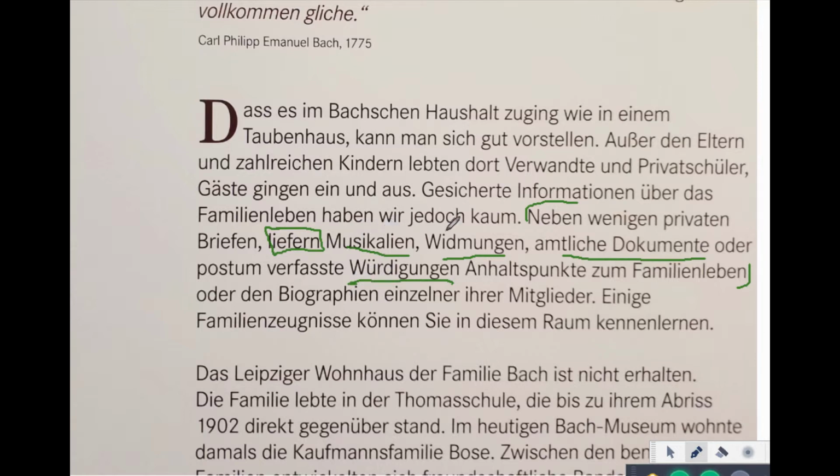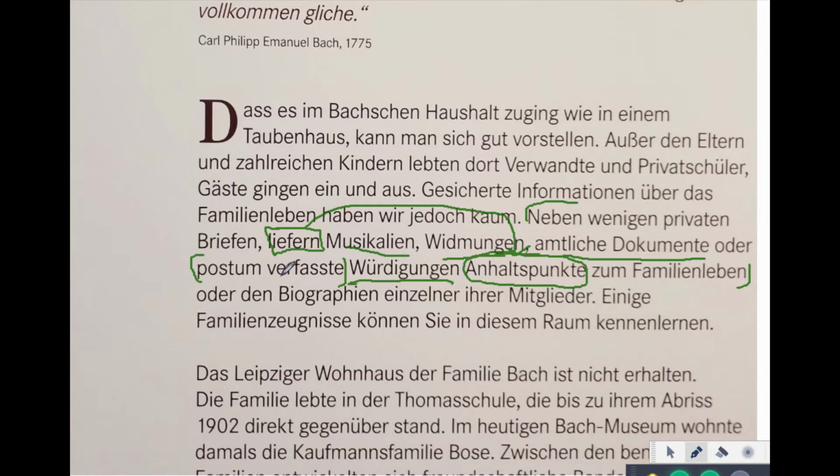So Musikalien are music books, Widmungen dedications, official documents, or commemorative speeches, you could say. And then this is almost an extended modifier, which were composed posthumously. So this modifies these memorial speeches. So these all supply, and where's the direct object? Anhaltspunkte. Okay, quite complicated. But you'll see the virtue of doing this one by one in this order: always verb first, subject second, and then direct object if there is one. So all these things supply Anhaltspunkte. This just means the steps along one's career, literally, which we'll say the chronicle for the family life, and then going on, oder den Biographen einzelner ihrer Mitglieder.